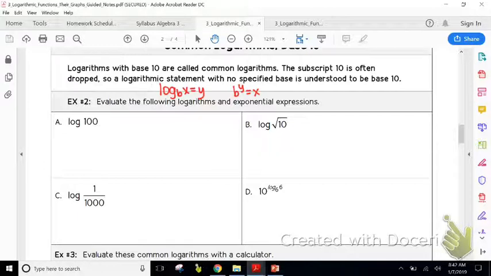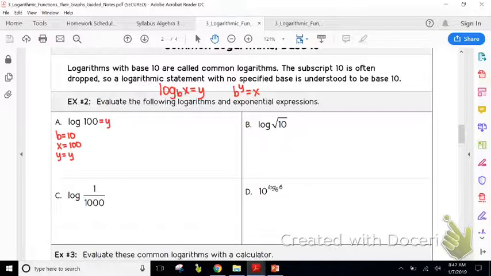So the first thing I do when I look at letter A here in example 2 is ask, is this in log or exponential form? It's in log form. So it's going to be set equal to which variable? It's equal to y. And I'm going to do the same thing I just did. I'm going to list out my pieces of it. So looking at my log form, going across it, what is my base? It's not written, so it's a 10. What is my x? 100. And what is my y?